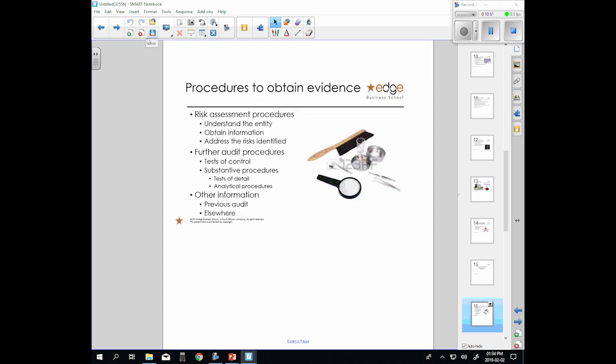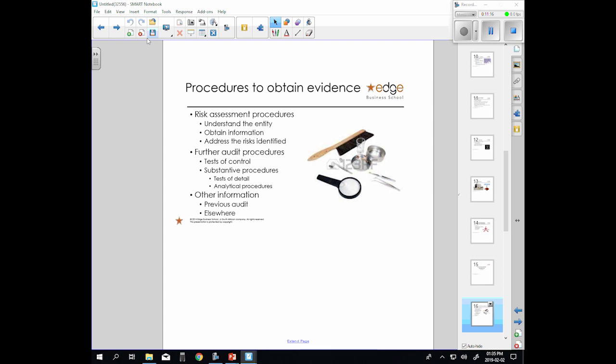Okay. Then, procedures to obtain audit evidence. So how does one get audit evidence? Quite straightforward. You do a risk assessment procedure. You do procedures at the beginning of the audit to obtain audit evidence. You understand the business. By understanding the business, you're going to get quality audit evidence.